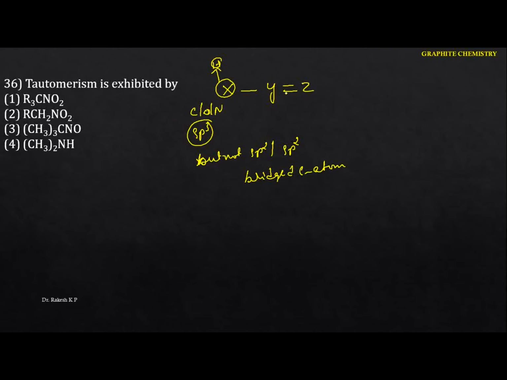And Y and Z may be any atom. Particularly in this case we can identify carbon, oxygen, nitrogen, or maybe sulfur. So whenever you identify these conditions, the H will migrate towards the Z, and the double bond will shift like this. This is actually where tautomerism takes place.